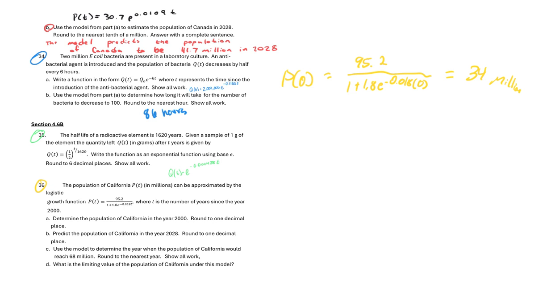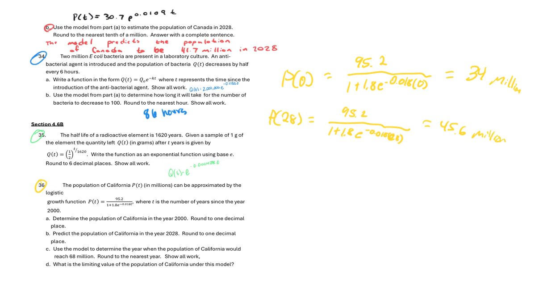B, predict the population of California in 2028. So that means it's been 28 years since the year 2000, so it'll be P of 28. So 95.2 over 1 plus 1.8 times e to the negative 0.018 times 28. And that is going to be 45.6, again, million people.